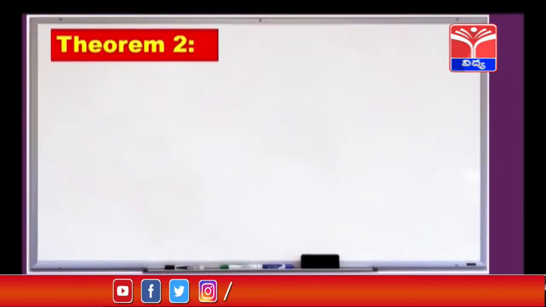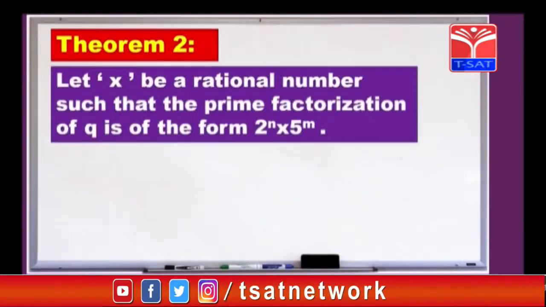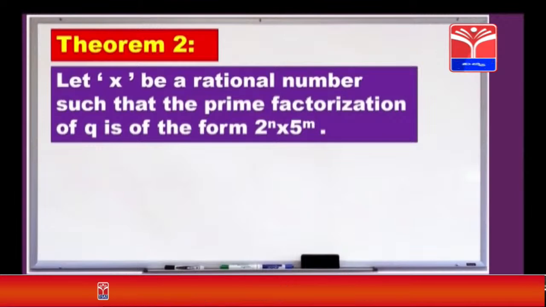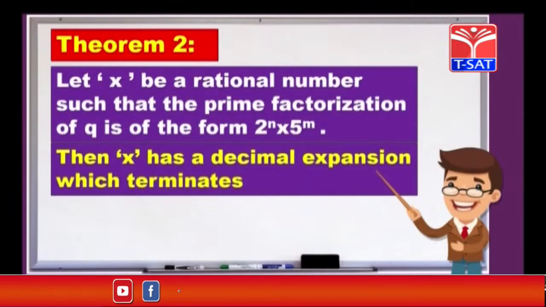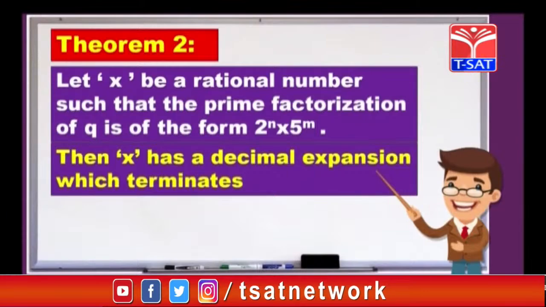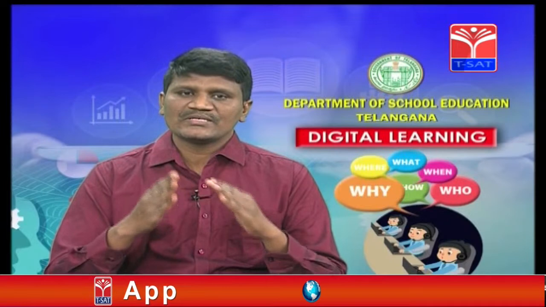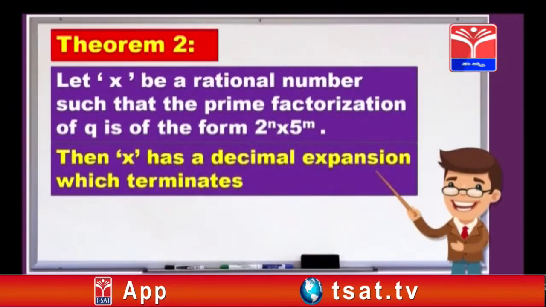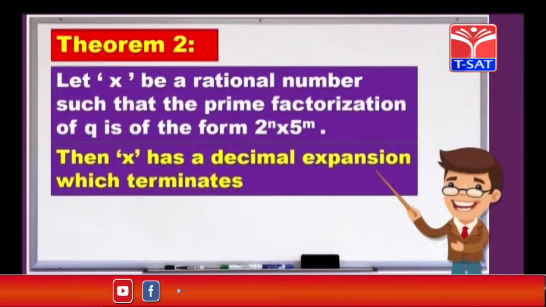The converse of this theorem is theorem number 2, which we can write as: let x be a rational number such that the prime factorization of q is of the form 2 power n into 5 power m. Then x has a decimal expansion which terminates. So theorem 2 is the converse of theorem 1. That means it will be a terminating decimal.